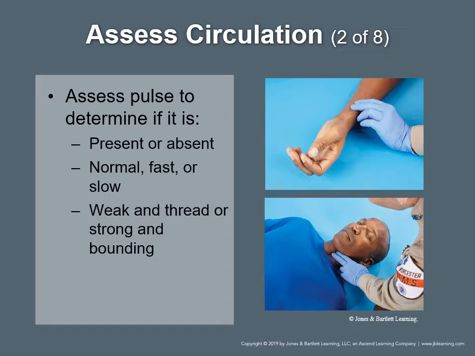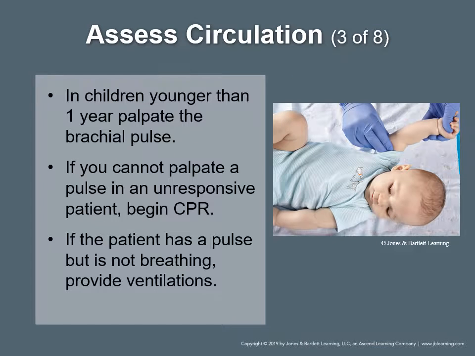So I want to assess whether I feel it regularly strong or thready or very bounding, like when you're running and you stop to check your pulse rate, and it's just like boom, boom, like you can see your pulse in your wrist. That's a bounding pulse. Assessing pulses in kids younger than 1 year, we're going to use their brachial pulse right there because their necks are so squatty and little. It's really hard to check a carotid. A brachial pulse is adequate.